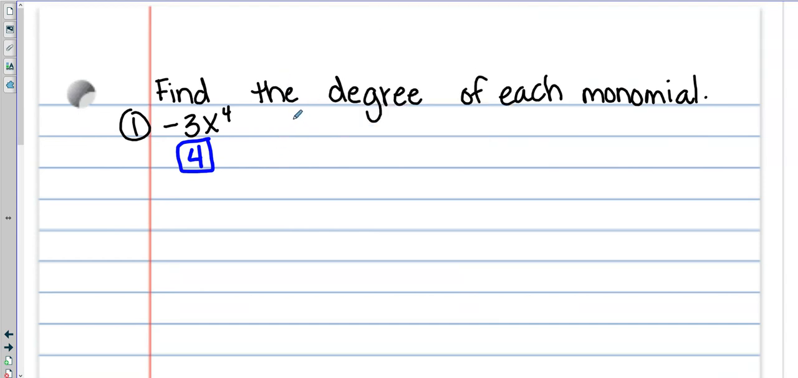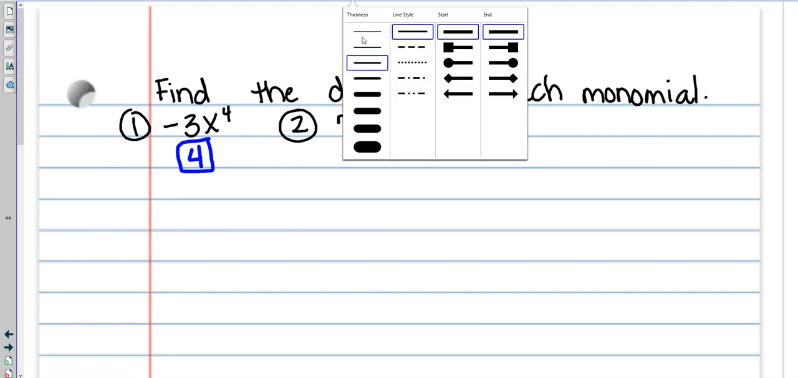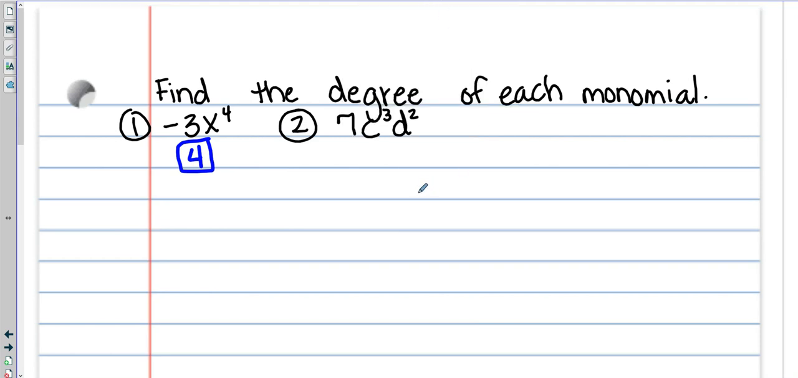Number 2, 7c to the 3rd power, d to the 2nd power. Okay, so here, to find the degree, you're going to look at the variables, right? So we have 3 and we have a 2. You have to find the sum. So the answer is the degree is 5.